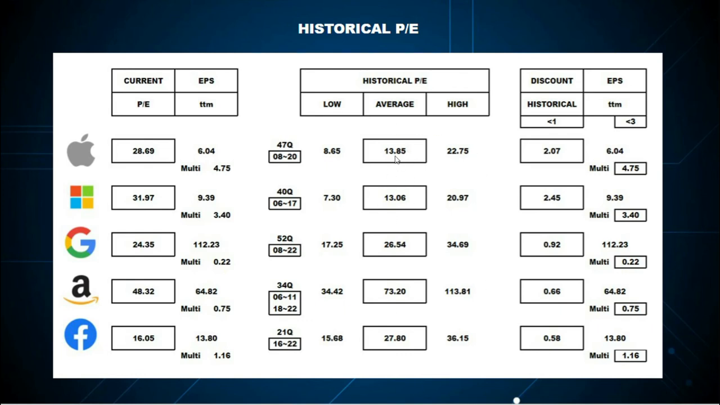Now, we'll use it to divide the current PE to determine how the stock is valued now by the market. We can say that Google, Amazon, and Facebook are now below the PE traded before, while Apple and Microsoft are valued more than before. This metric does not take into account what had happened then, why the stock was not valued much compared to now.